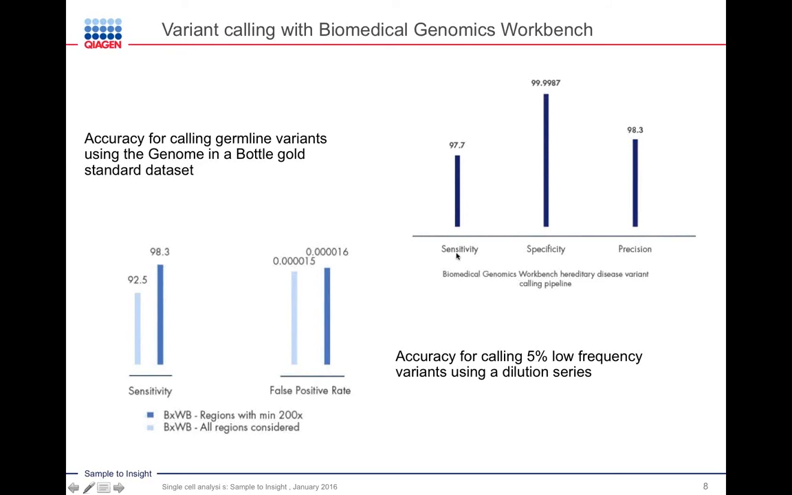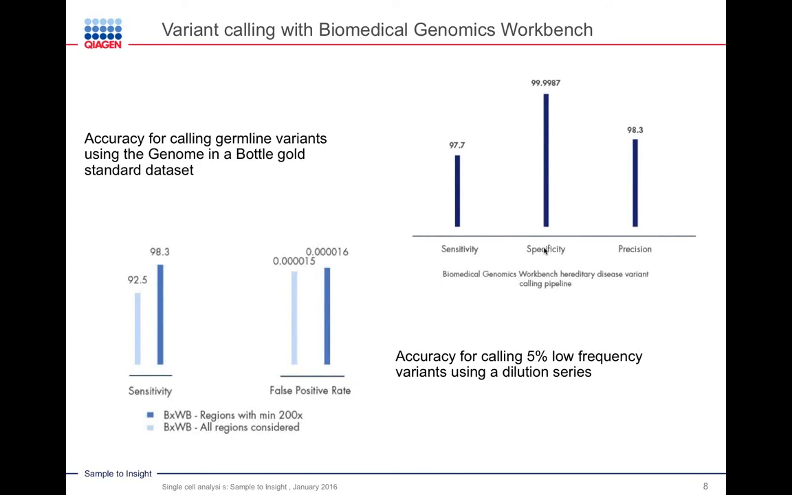And you can see that sensitivity here, which is the number of true positives divided by the true positives and the false negatives, is very high, and our specificity is even higher. So the true positives is telling us if a variant is there, and are we able to find it, and the specificity is telling us the kind of the opposite of a false positive.